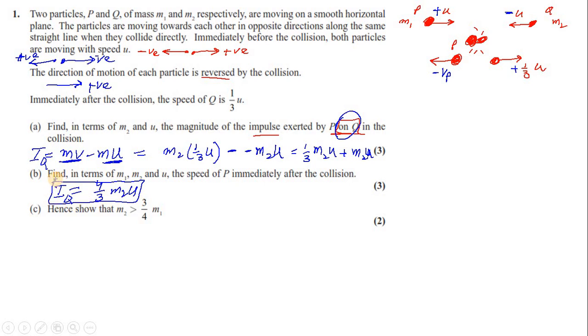This is impulse on Q. Don't think that this is the answer of B, okay? This is the answer of A. So impulse on Q is 4/3 of M2U.